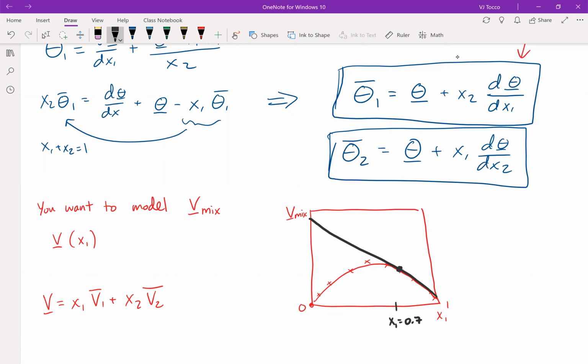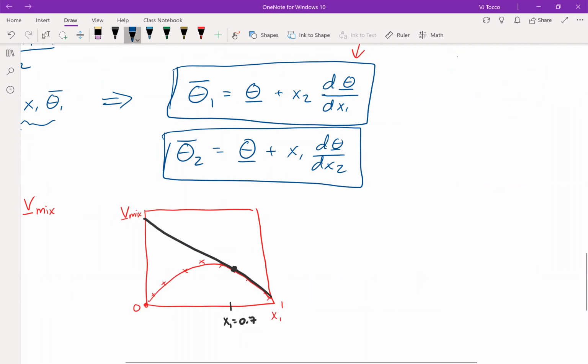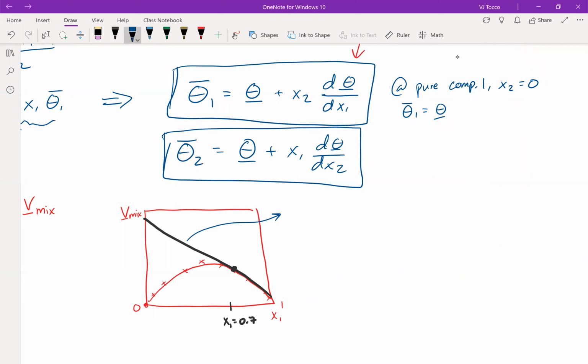In other words, at x2 is equal to 0, so at pure x1, pure component 1, let's say, my mole fraction of component 2 is equal to 0, and my partial molar property for component 1 is equal to the mixture property, and vice versa. So I could take this tangent line. This tangent line is actually the slope of this curve, and I could figure it out that way.